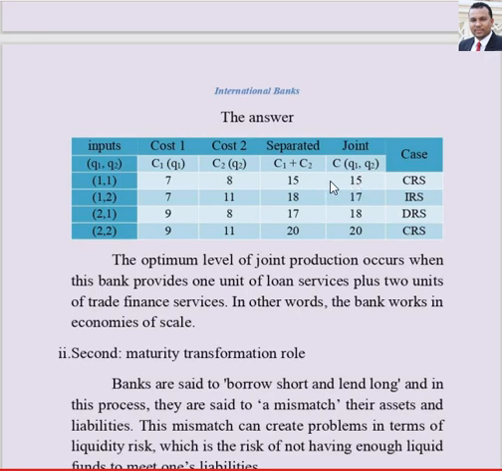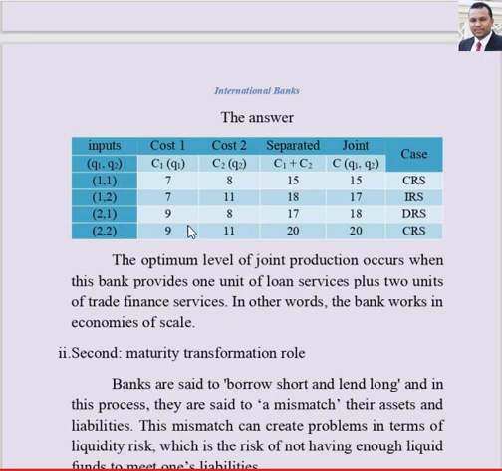When the value of costs for separated equal joint, this case is CRS. CRS equal constant return to scale. Constant stands for constant return to scale. Okay. The next, or this case, joint equal separated, repeated in the last case 2-2.